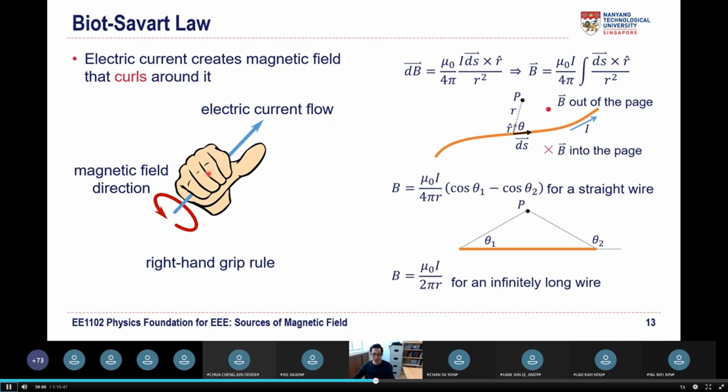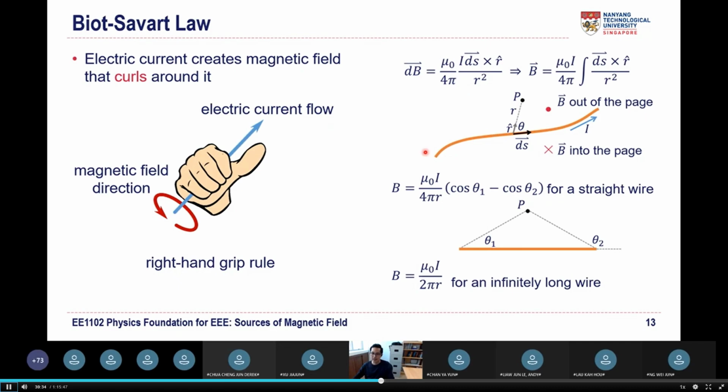And for the direction of the magnetic field you can use the so-called right-hand grip rule. You put your right hand with your thumb in the direction of flow of the current, and how your fingers curl around your thumb gives you the direction of the magnetic field. So this is called the right-hand grip rule.